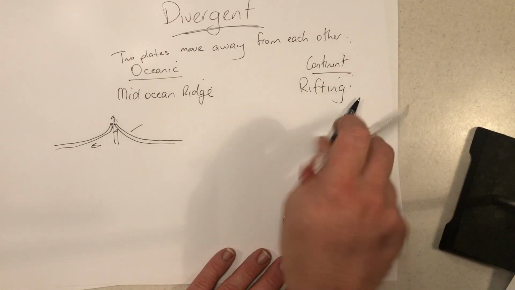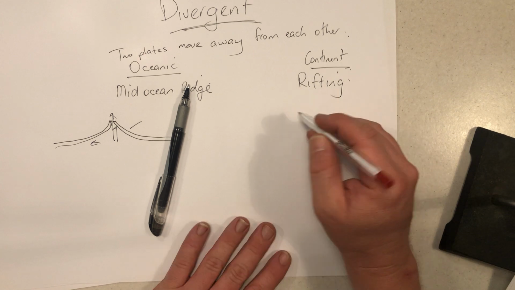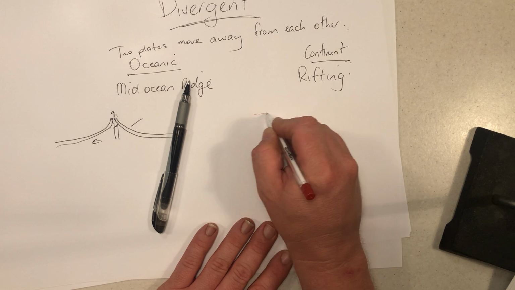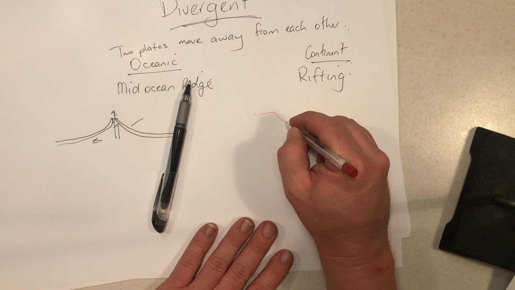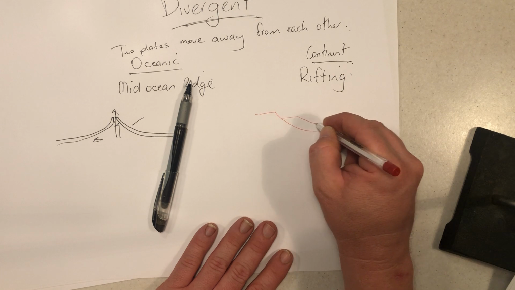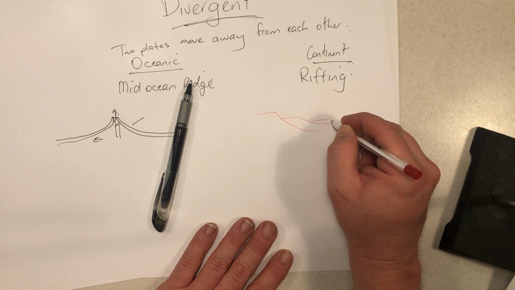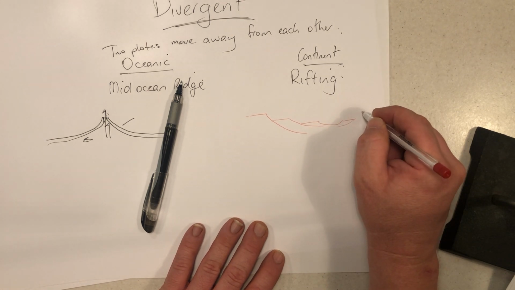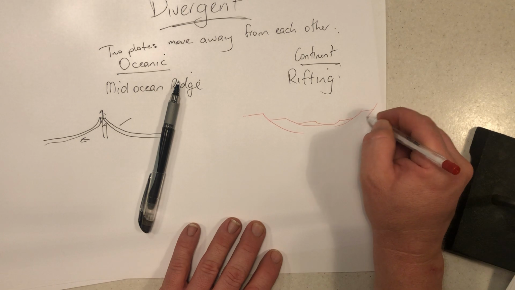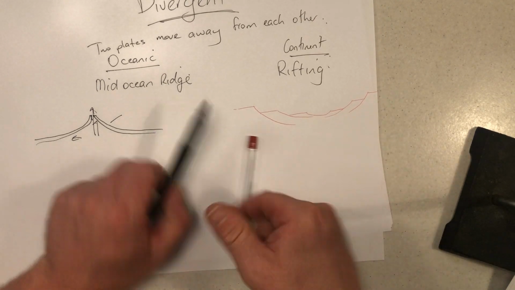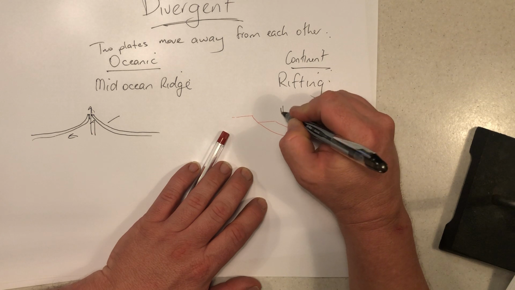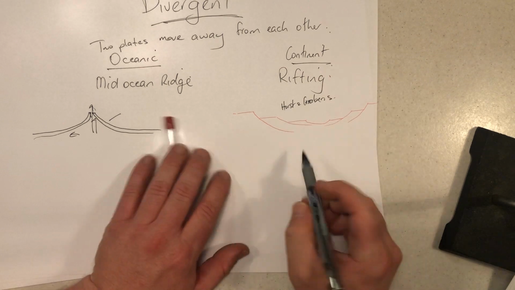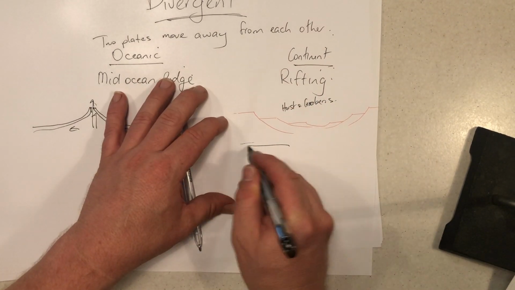Within the continental setting, though, it's a lot different. There's a lot more work going on. As the plates are being moved apart, we end up with features that look a little bit like this. These are called horsts and grabens, and they're caused as the plates are pulled apart.